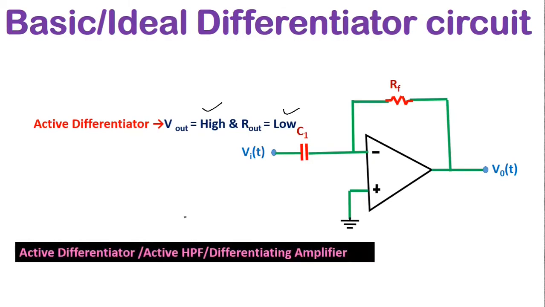So other names of the op-amp differentiator are active differentiator. It is also called an active high pass filter because it acts as a high pass filter. Then it is also called a differentiating amplifier.